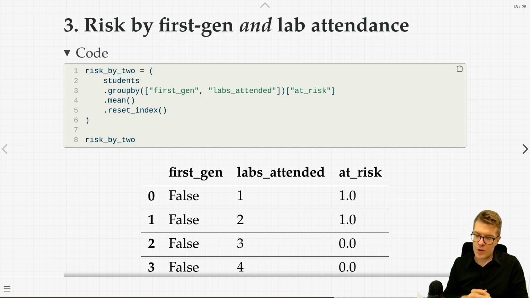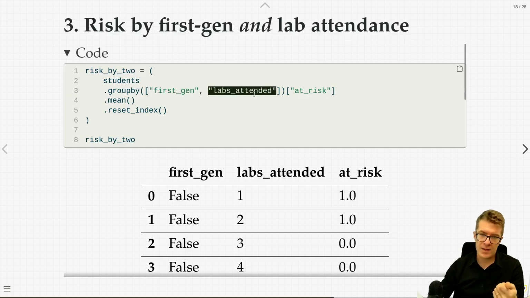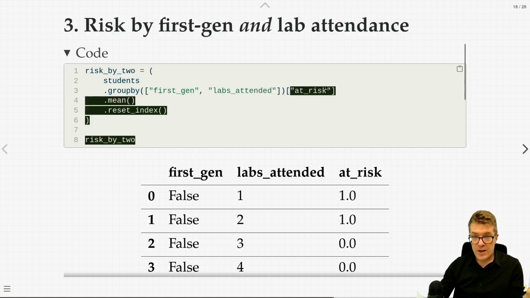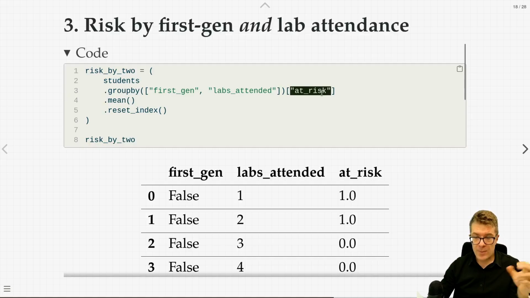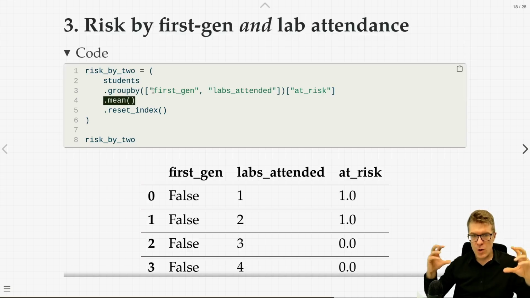We're doing things at a very simple level at this point, but I think this example hammers home this idea a little bit, because now we're not just considering first generation, but we're also looking at labs attended. We had this labs attended column in our original data frame. As always, we still care about the at-risk column, and we're still going to compute the mean values, which is more or less the proportion of individuals grouped by first generation status and labs attended.